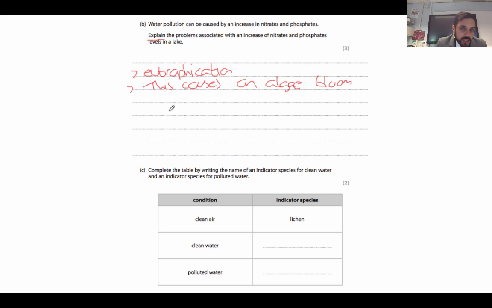And now this is only worth 3 marks. It could easily be a 5 or 6 mark question. But we'll mention some of the points. This causes an algae bloom. Plants die. Yeah, they decompose.